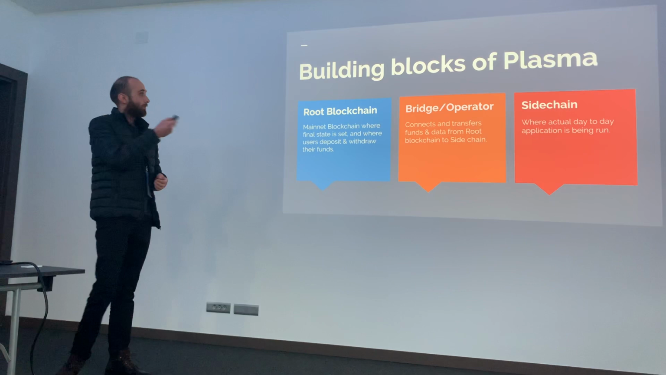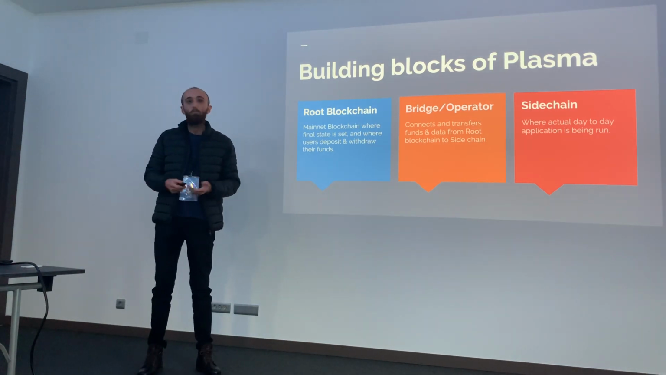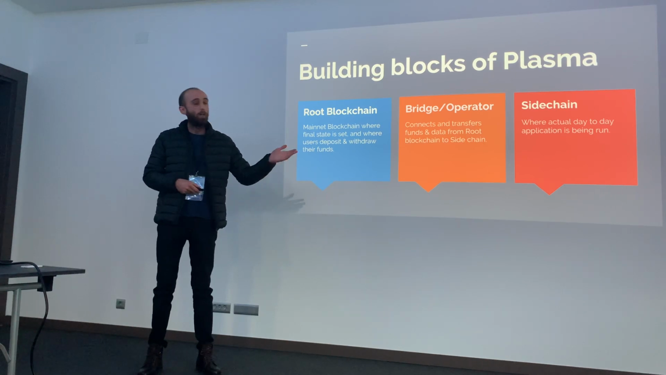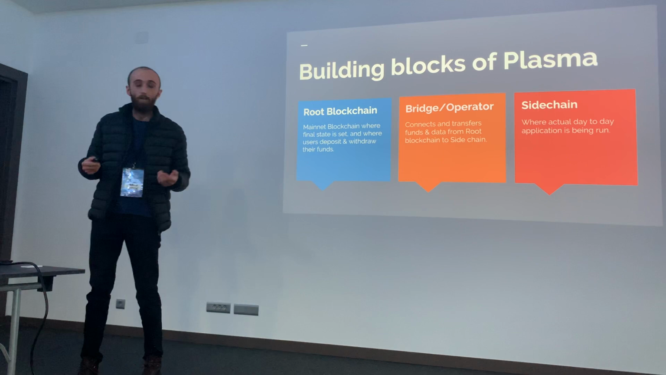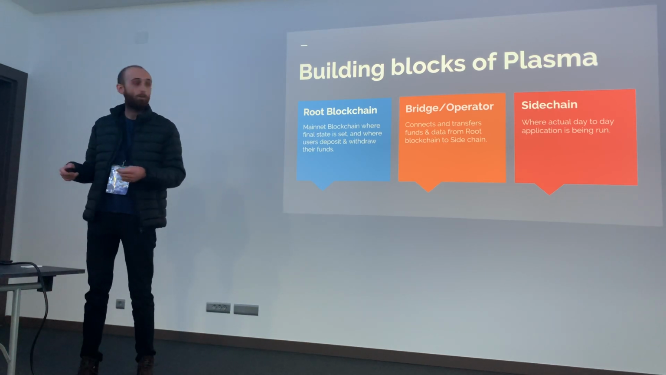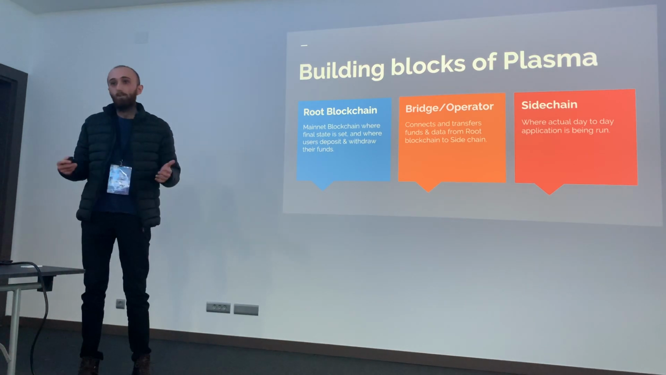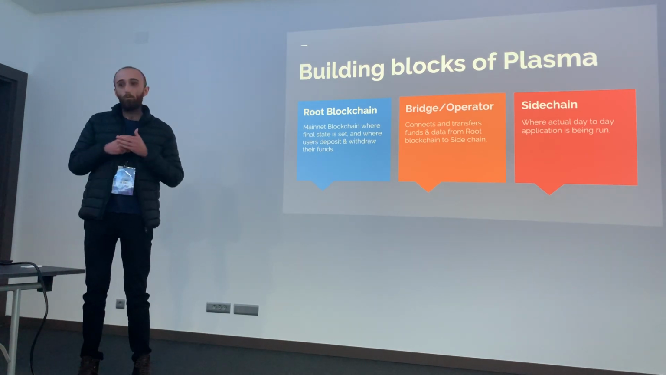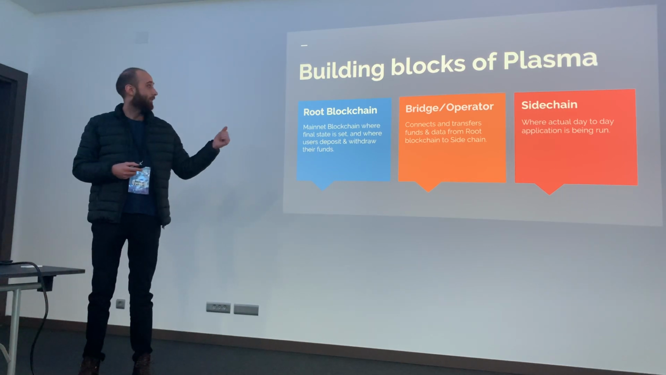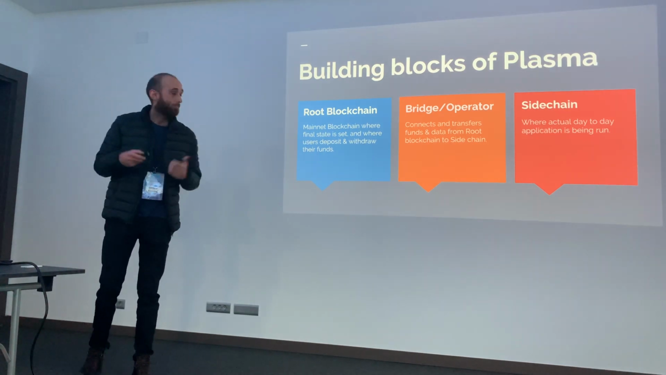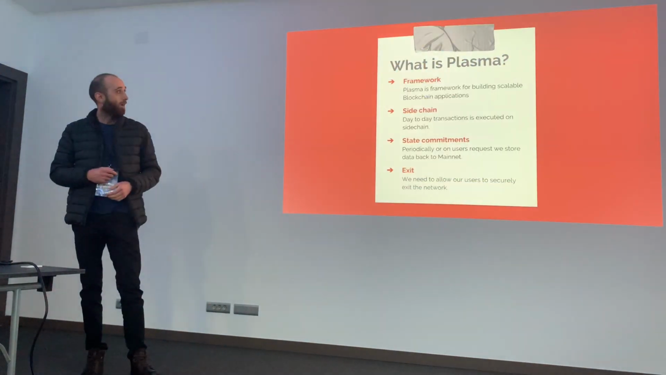So the things I was talking about: we have a root blockchain or mainnet which we trust, so it could be Ethereum mainnet. We have a side chain that we created, where the actual application part and the day-to-day usage is happening. And we have this bridge or operator, basically any application or server, however you want to implement it, which transfers data from the root blockchain to the side chain and the other way back.